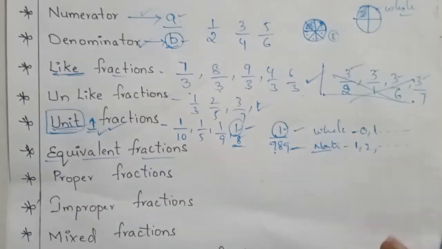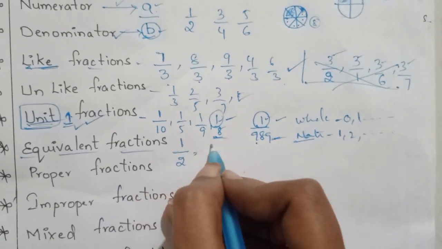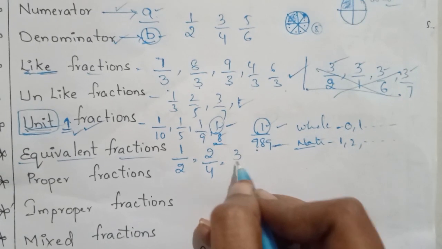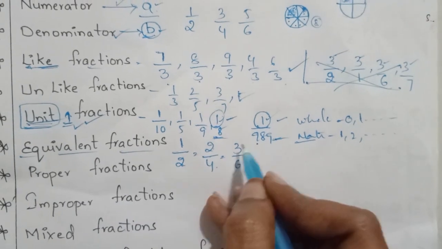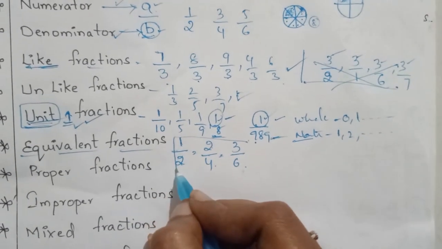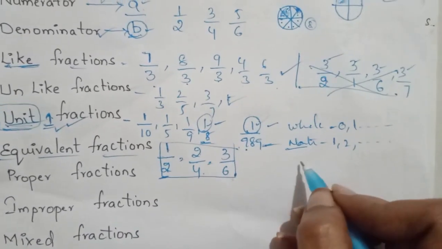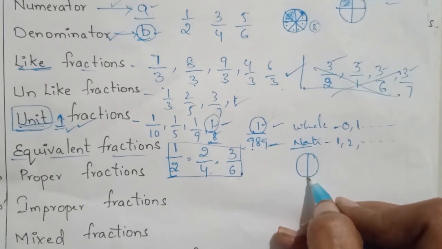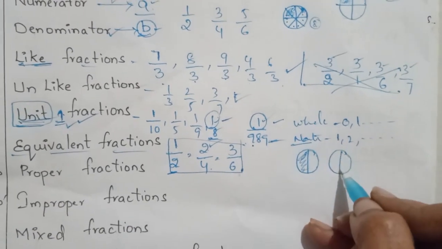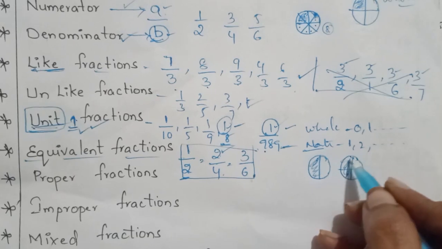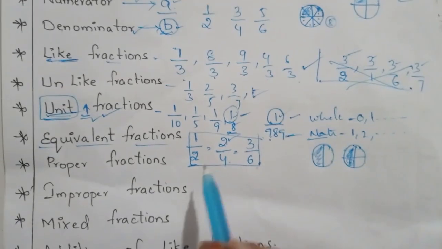Next, coming to equivalent fractions. In equivalent fractions, there will be different fractions with different numerators and different denominators. Here 1 by 2 is there, here 2 by 4 is there, here 3 by 6 is there. Even though there are different numerators and denominators, they all are equal. How? If I take a circle and make it 1 by 2, I'll shade one part. If I take 2 by 4, if I shade two parts, it is the same. Virtually it is the same, but the numbers are a little different. That is the difference here.